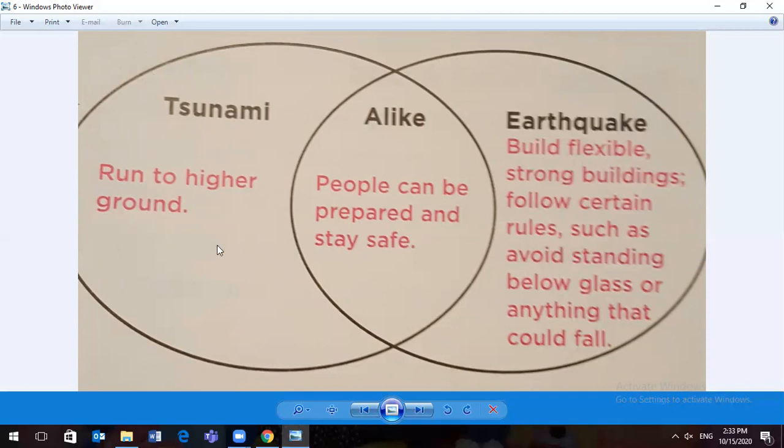So this is related to the tsunami. We run from the water rising. The earthquake, we try to build buildings that will not collapse during the earthquake. What's alike is that we can be prepared and we can stay safe for both by doing things before the storms hit. Okay? All right.